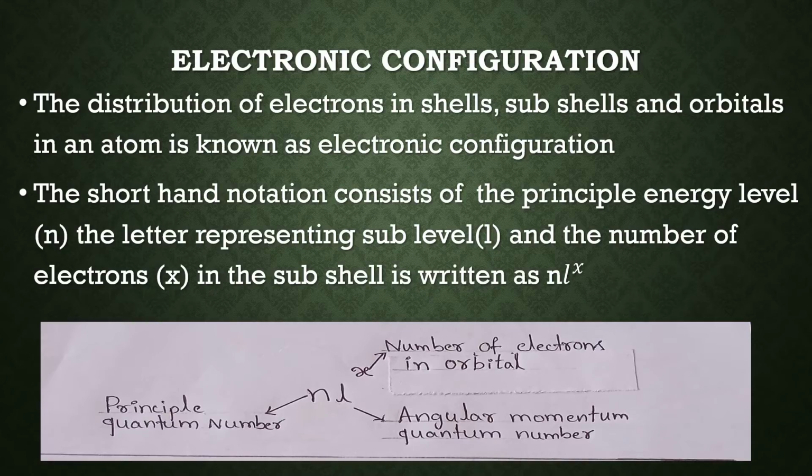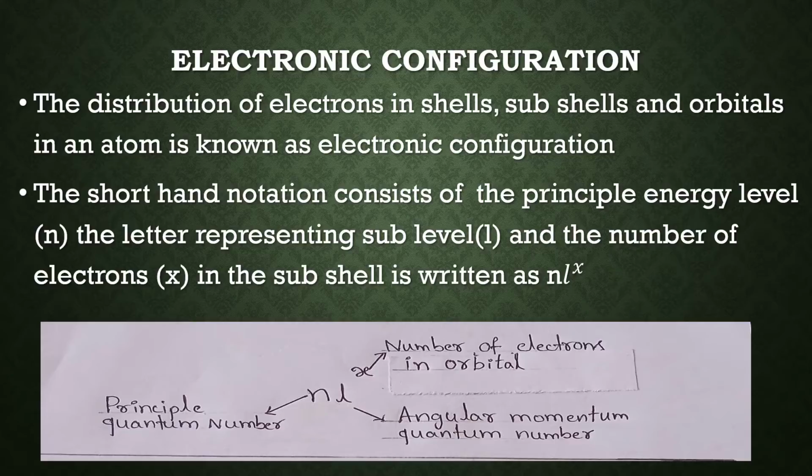Next, what is electronic configuration? The distribution of electrons in shells, subshells, and orbitals in an atom is known as electronic configuration.